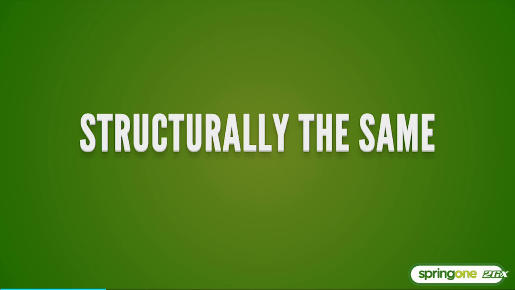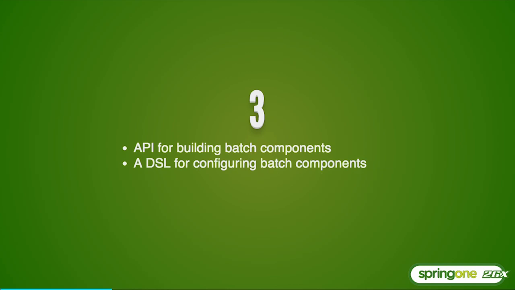There's the concept of partitioning for multi-threaded jobs. There's flows and splits. So all the things that, if you have played with Spring Batch, you're familiar with, you're going to find in the spec. But what does the spec specifically provide? It provides 3 things. It provides an API for building batch components. It provides a DSL for configuring these batch components, in other words, assembling them into jobs. And finally, it provides a contract of how those components are intended to interact. Remember these 3 points because they'll be important later on.